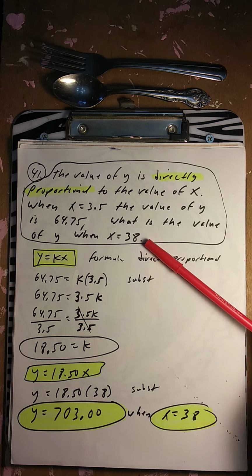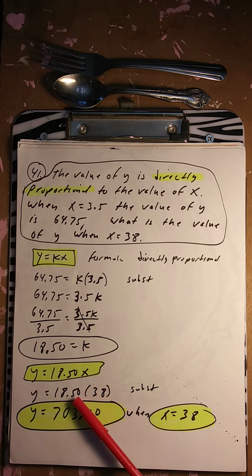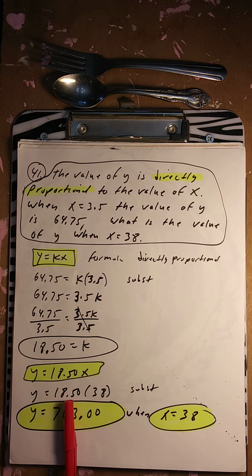Now we know, what are we looking for? What happens when x is 38? 38 in there. So we have 38 times this is 703.00 when x is 38.